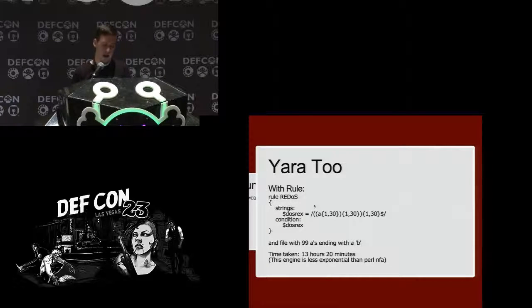So an actual test that I did was a 100-byte file that it's checking for malware. This is like the Yara thing. So up here is the rule that I'm using, and I have a file with 99 A's and a B. And that took me like 13 hours to see whether that was malware based on that definition. So that's still kind of bad.